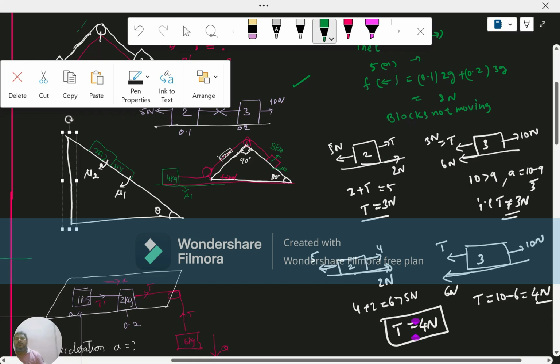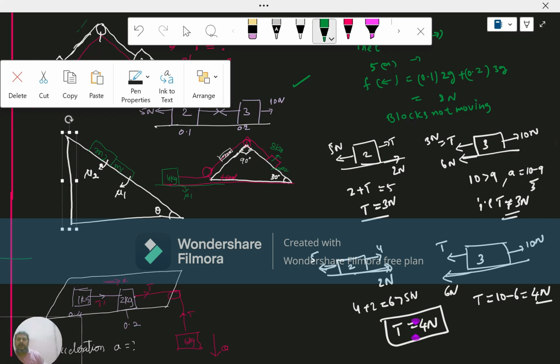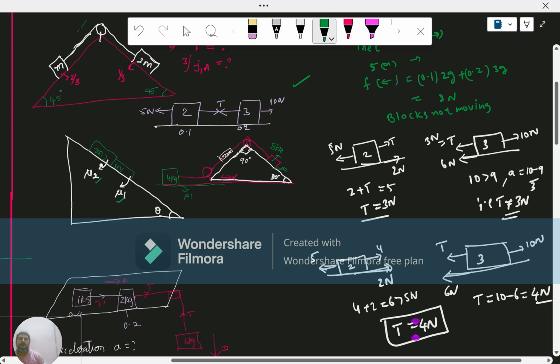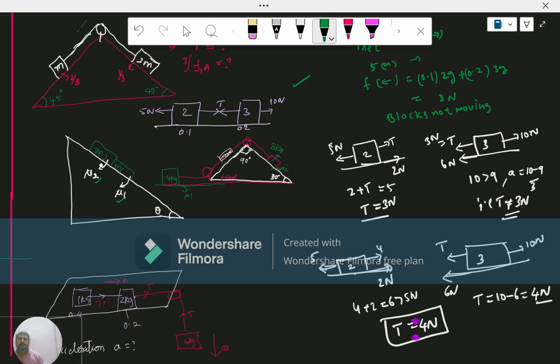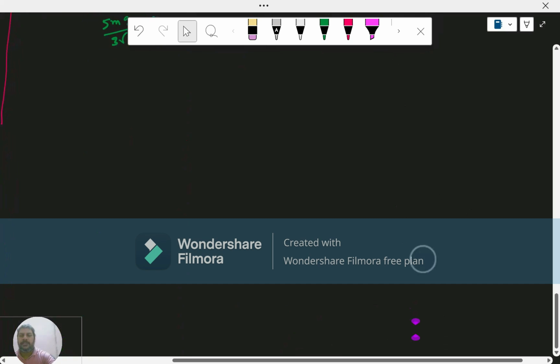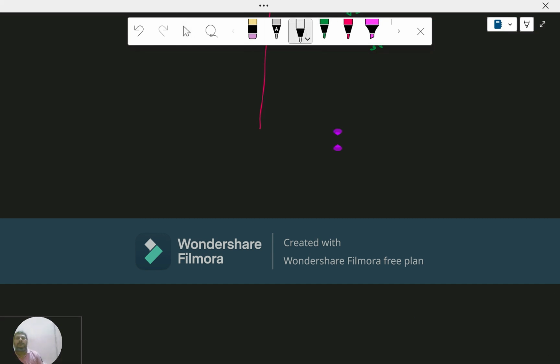So now, in this problem, M1 is the lower block and M2 is the upper block on the inclination. mu1 and mu2 are the coefficients of friction for M1 and M2 respectively. So now the question is, we need to find the condition under which they will move together. Let's consider the problem like this.